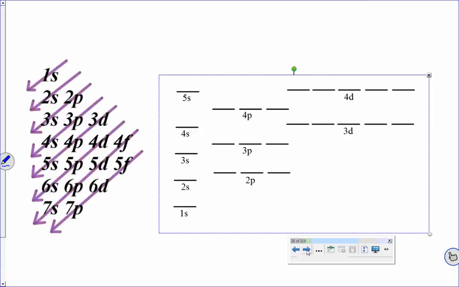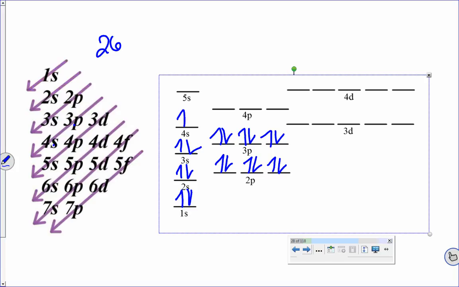Just to review, why does that happen? If we have 26 electrons, I'm going to fill them according to my diagram. 1, 2, 3, 4, 5, 6, 7, 8, 9, 10, 11, 12, 13, 14, 15, 16, 17, 18. At 18, I'm at the 3P. I'm going to go to 4S. 19, 20, 21, 22, 23, 24, 25, 26.